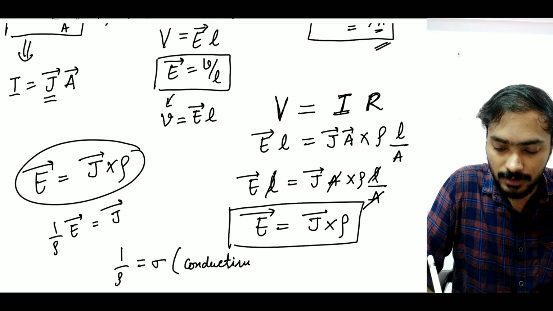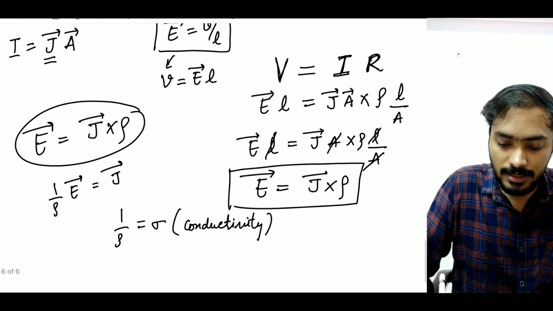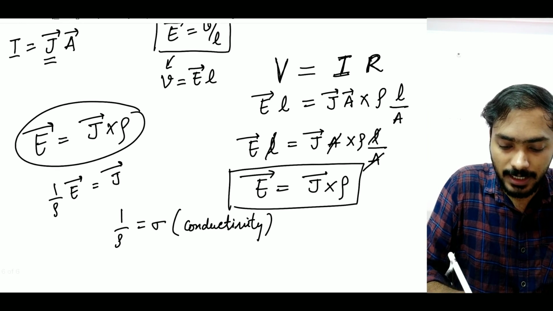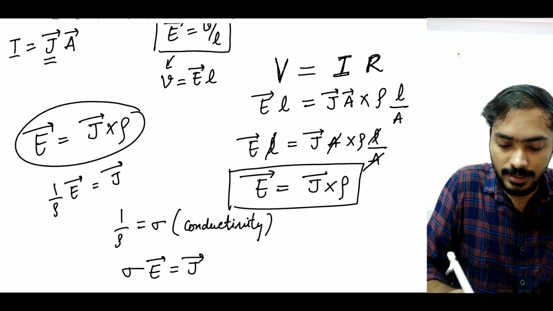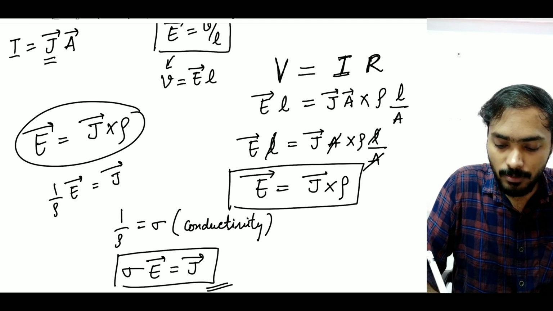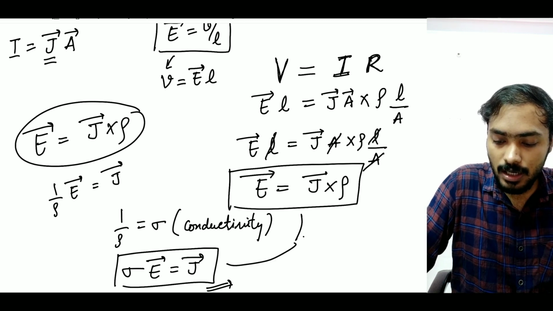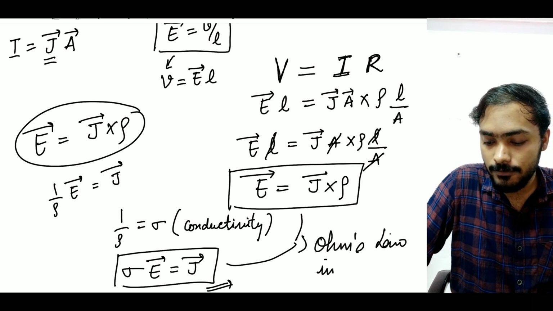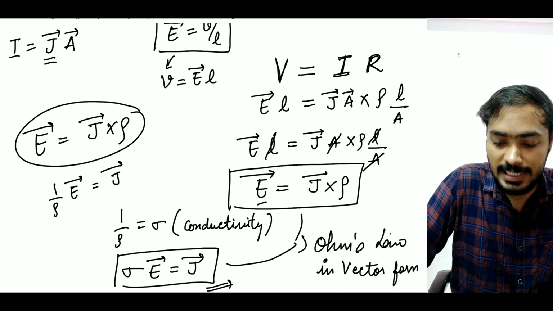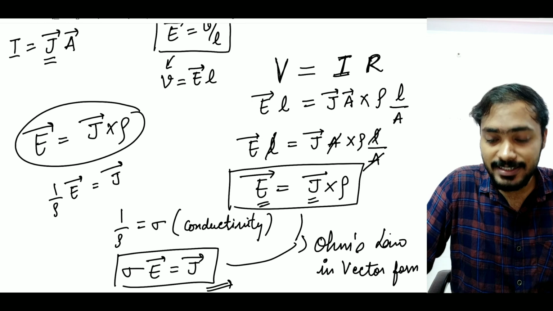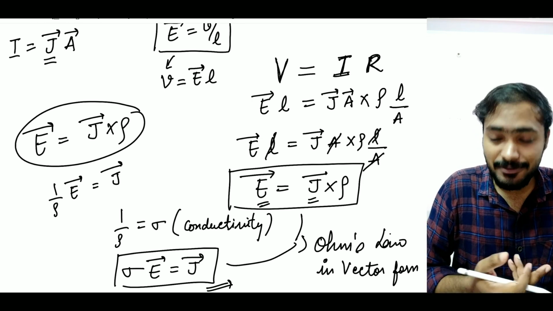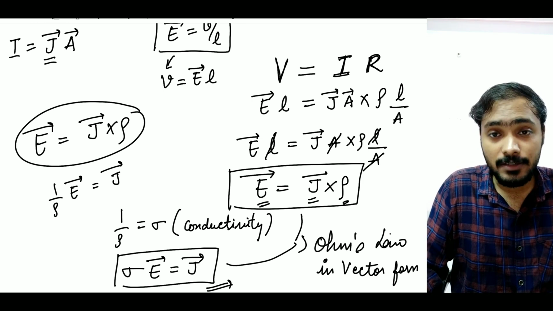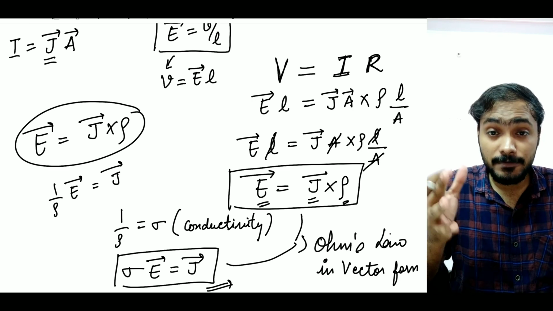Conductivity is a new term. So I can write sigma times E, the electric field, is equal to the current density. This is also one of the forms of Ohm's law. So these two are your Ohm's law in vector form. Why? Because obviously the electric field is a vector, J, the current density, is also a vector, and rho is resistivity, which is constant for a particular physical condition.